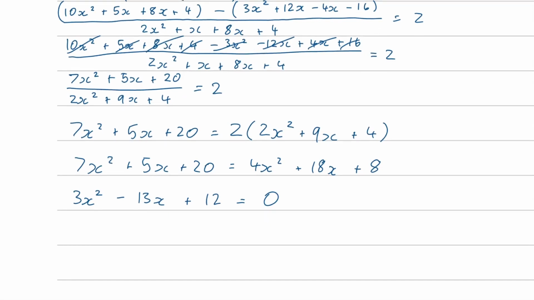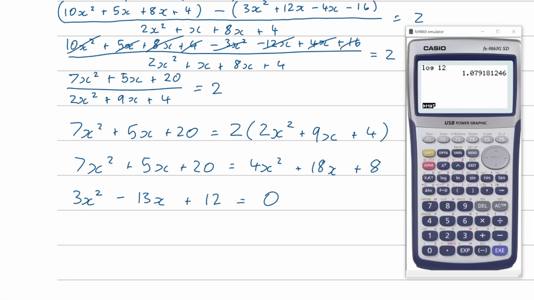So we can use our calculator for this. So go menu, equa for equation, F2, polynomial, degree 2 for a quadratic, a value of 3, b value of negative 13, c value of 12, execute and solve. So x will equal 3 or 4 over 3.